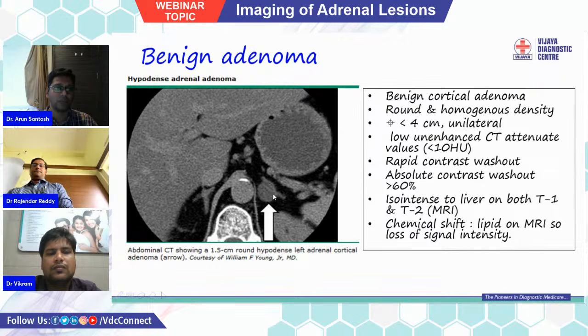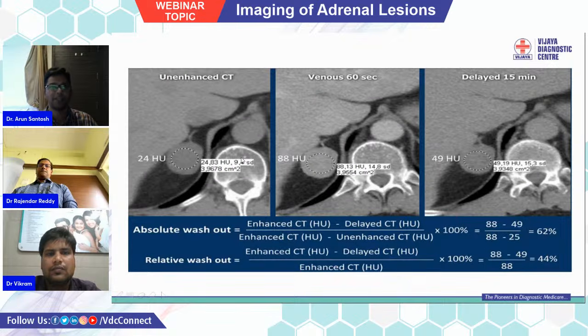And here we can see there is an oval iso to hypodense lesion in the left adrenal gland. And when we see the HU, generally these lesions are round to oval, mostly homogeneous. If they're less than 4 centimeters and unilateral, low HU values on plain CT, less than 10, as I already told, and rapid contrast washout, an absolute contrast washout of more than 60%. And on chemical shift imaging, as we already spoke about, they show loss of signal in the out-phase image and appear darker than adjacent structures.